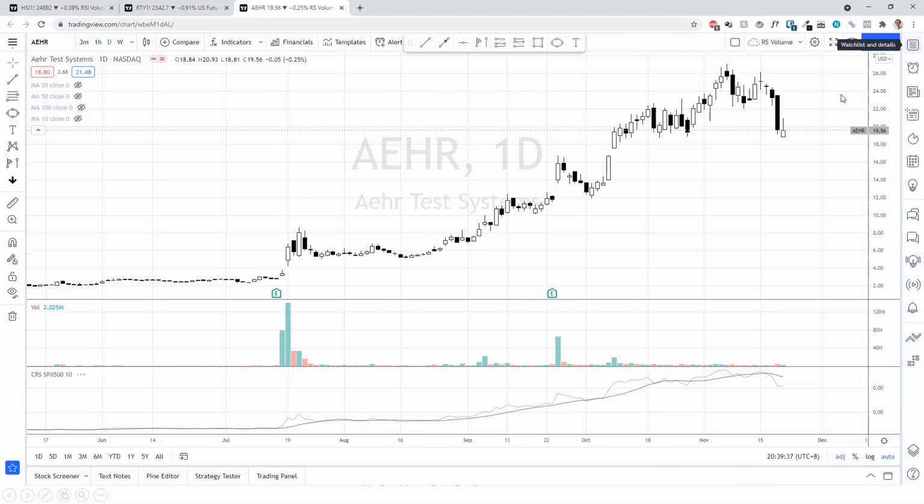Okay, so this is AEHR. So I talked about AEHR quite a few times. So first here, second is last week. So we see that there is a kind of a change of character here. So there's a breakdown and it just fell within this trading range.